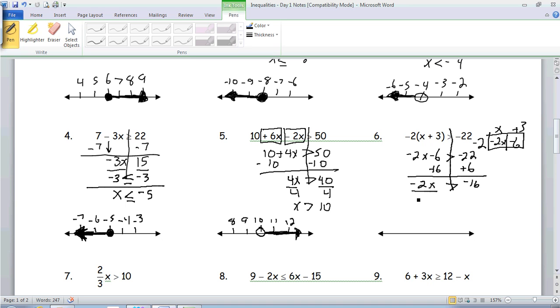I am dividing by a negative number. The coefficient of x in this case is negative 2. I divide by that coefficient, so I must, at this point, change my sign. I get x is now less than 8.